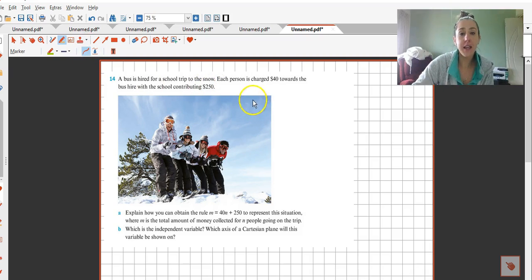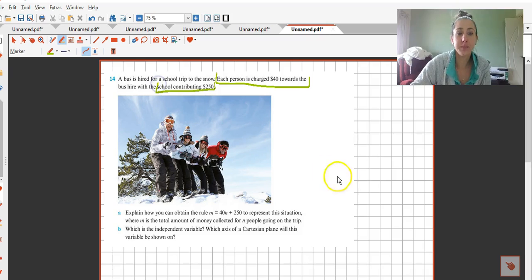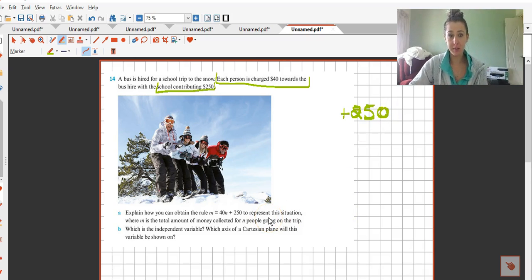Each person who goes is going to be charged $40, but the school, no matter what, is giving us $250. Okay, so we're always going to get this constant, which is $250. That's our constant. We're always getting that $250 no matter what, whether one person goes, two people go, 650 people go. And then each person is going to get charged $40. So it's given us this rule.